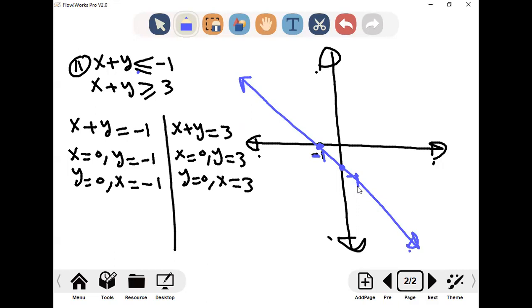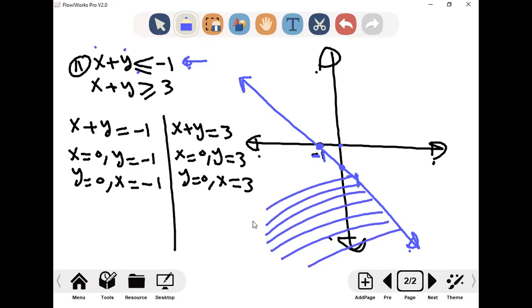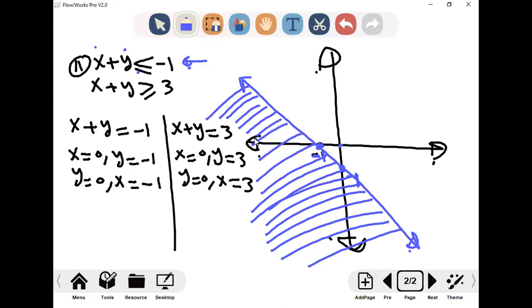Now let's test 0, 0 in the first inequality. Replace x by 0 and y by 0. 0 plus 0 is 0. Is 0 less than negative 1? No, 0 is bigger. So all the region, the upper one with 0, 0, won't be the solution. The solution will be the other one. Done?